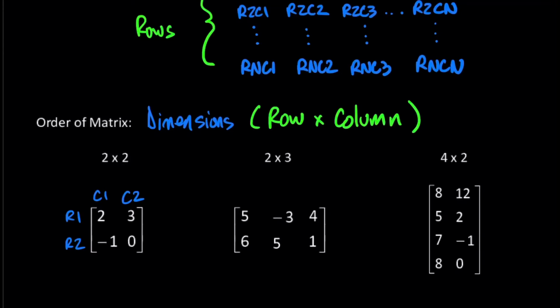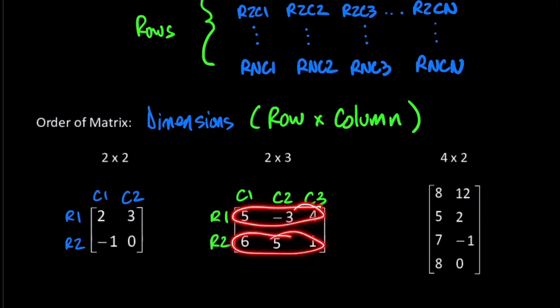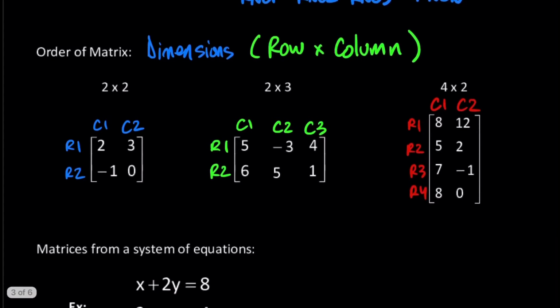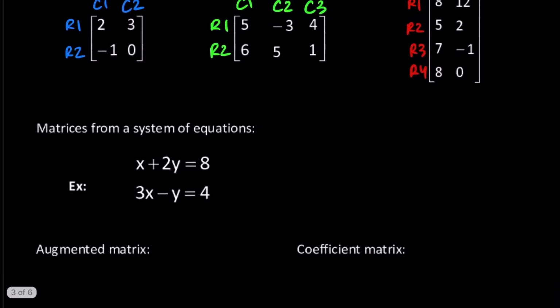My next matrix, a 2 by 3, because it has 2 rows, row 1, row 2, and 3 columns, column 1, column 2, column 3. Remember, rows are horizontal, columns are vertical. And next I have a 4 by 2 because it has 4 rows: row 1, row 2, row 3, row 4, and 2 columns, column 1, column 2. All right, so that's how you set up a matrix.